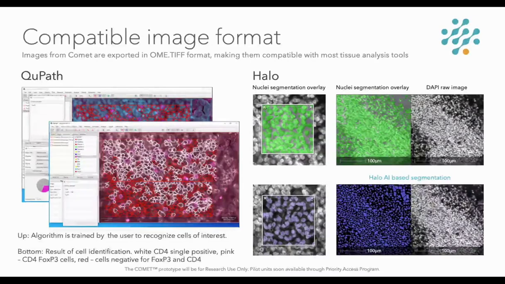The last step of this presentation is simply to highlight that the images generated with the COMET instrument are exported in OME-TIFF format, making it possible to import from most tissue analysis tools. On the left-hand side, we perform cell segmentation using the StarDist algorithm on QuPath. Then we train a classifier to recognize FOXP3 positive cells. On the right-hand side, we used an AI-based algorithm from Halo for cell segmentation on one of our COMET images.